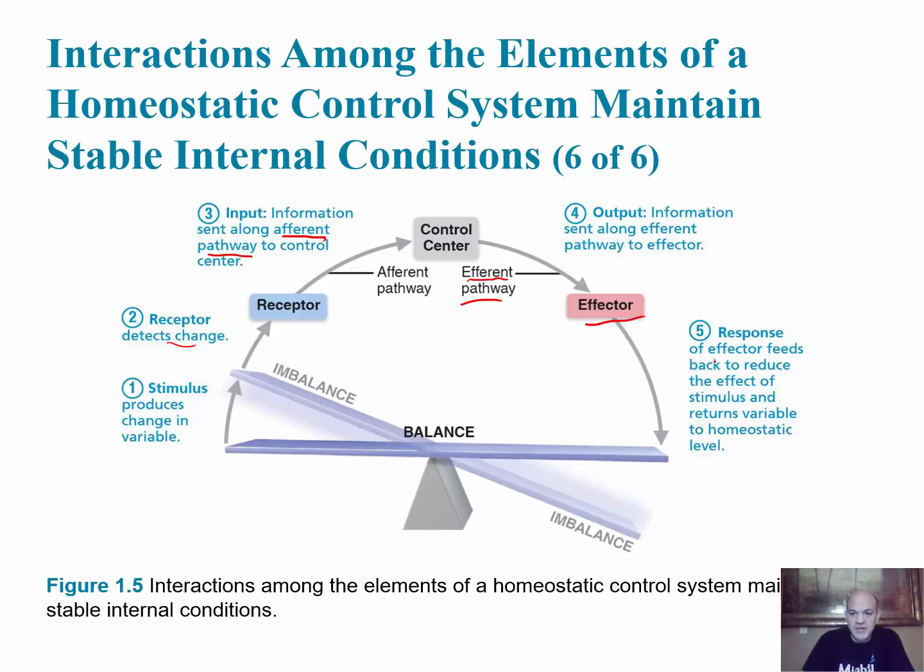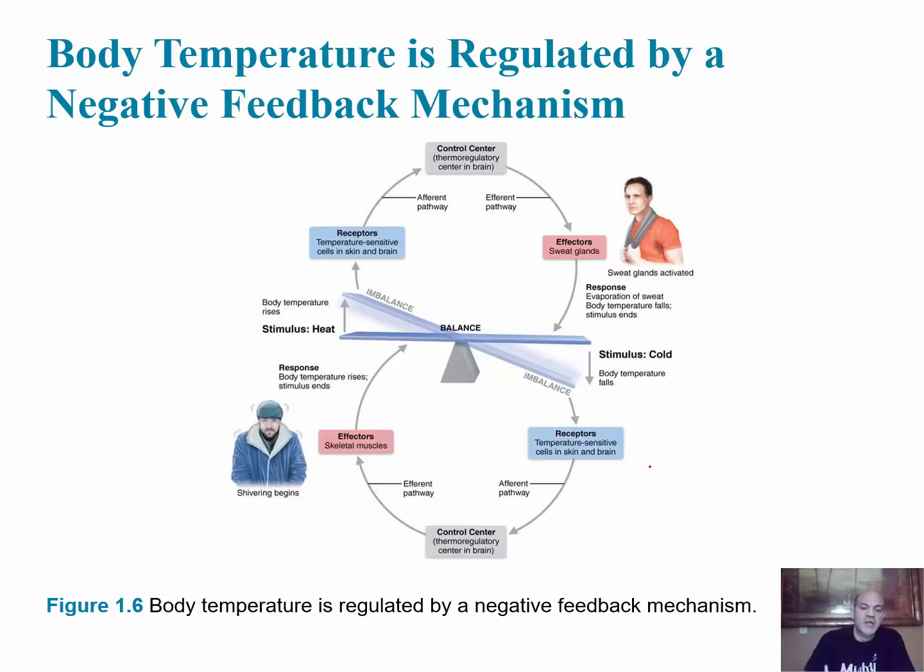And then that effector is going to create some feedback to reduce the effect of the stimulus and return the variable back to normal homeostatic levels. And then we should see the balance beam in the analogy go back to normal levels for the variable. An example is given here in this diagram for body temperature as negative feedback. Above, it shows what happens when your body temperature goes too high, and in the bottom part of the diagram, when your body temperature drops, if it's cold outside, for example.